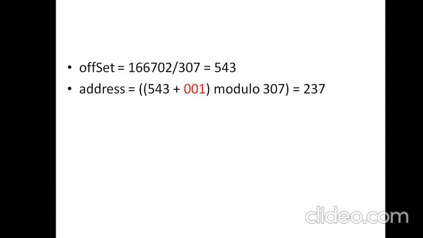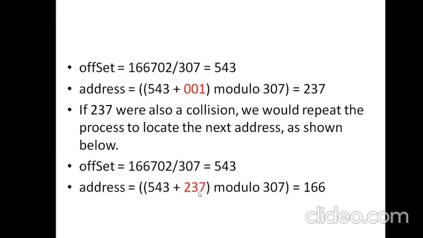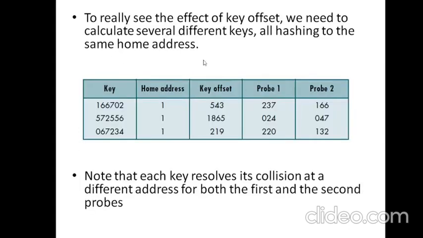If that is already occupied, then we have to calculate a new address. That happens in this way. Again the key is the same and it also produces 543, but now the address is going to be 237 because we are encountering a collision at 237. So we use 237 here, and the new address is 166, and you can see that a different path is being followed, and this page will make it even clearer.